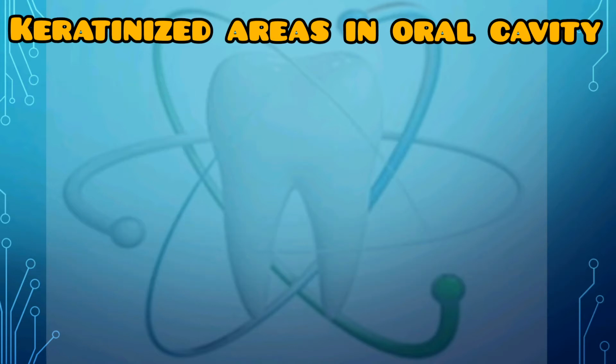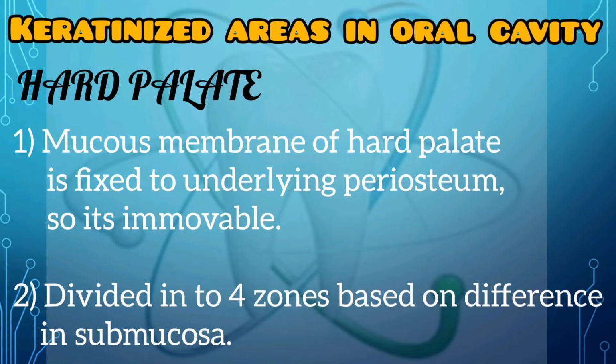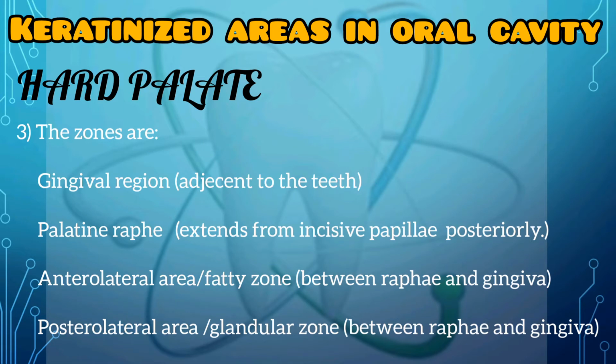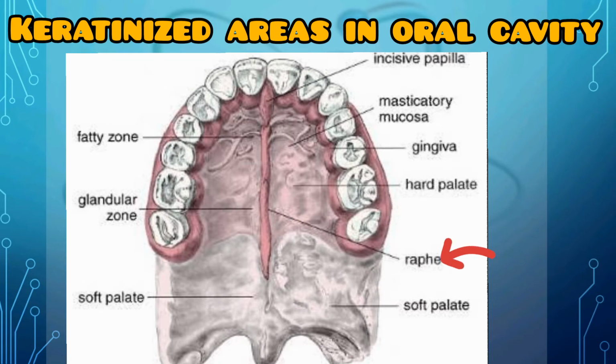So, coming into the details of the hard palate, the mucous membrane of the hard palate is tightly fixed to the underlying periosteum and therefore immovable. And this hard palate can be divided into 4 zones based on the difference in the structure of the submucosa. The zones are the gingival region, which is adjacent to the teeth, the palatine raphe, which extends from the incisive or the palatine papilla posteriorly, the anterolateral area or the fatty zone, which is present between the raphe and the gingiva, and the posterolateral area or the glandular zone, which is present between the raphe and the gingiva.